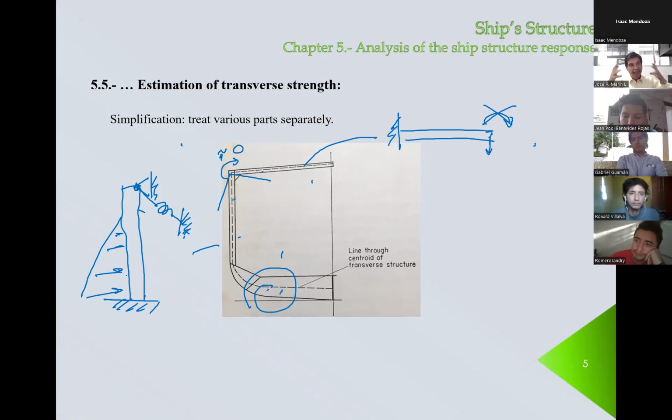So this is something that we should start seeing. It's kind of difficult to analyze the whole structure, but if we simplify, we could analyze a piece, and as a primary result, it could be useful.